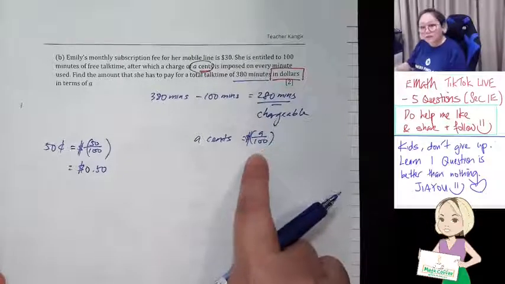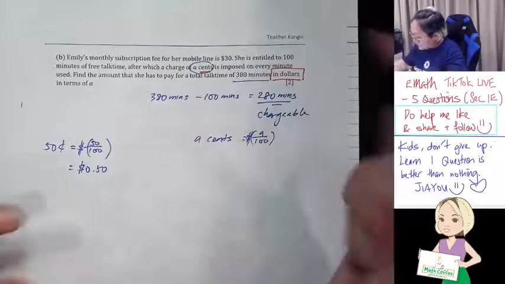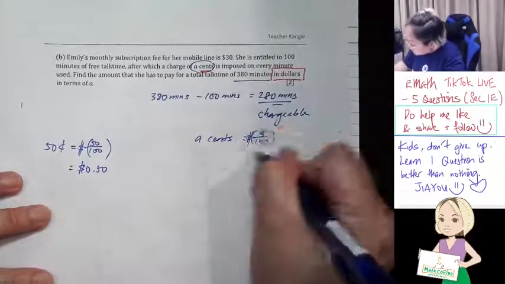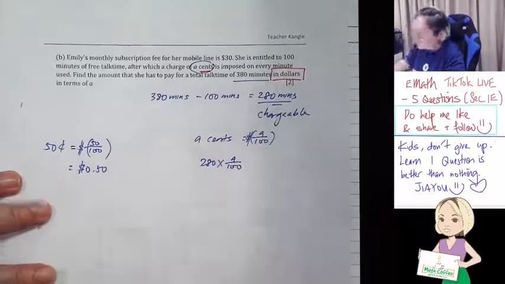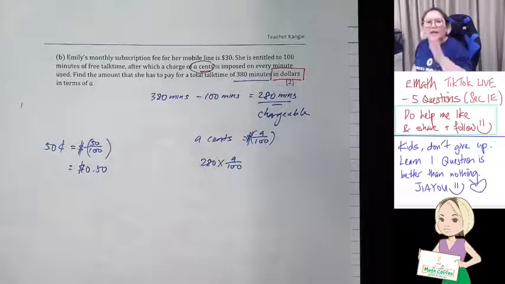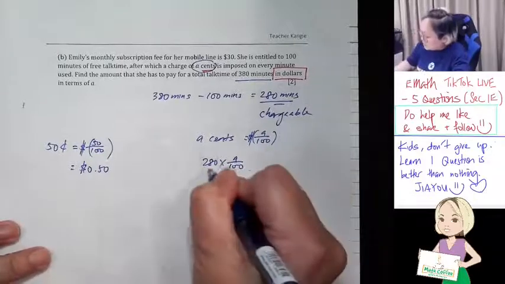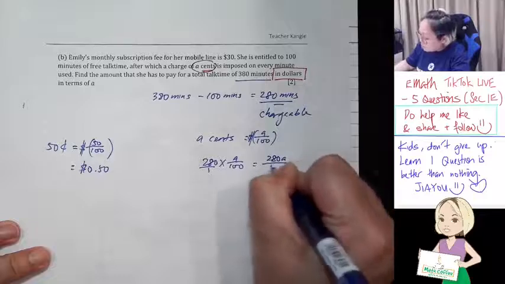So now this is dollar. I'm now ready. Every minute is charged at A cents. So I will take 280 multiplied by A over 100. Then the next question is, how am I going to manipulate this? This is over 1. So this simply means it's 280A over 100.